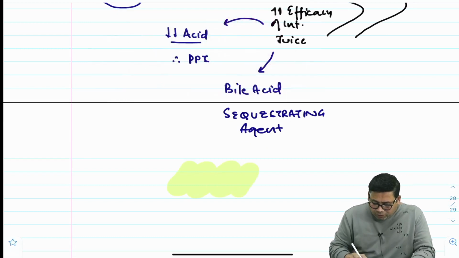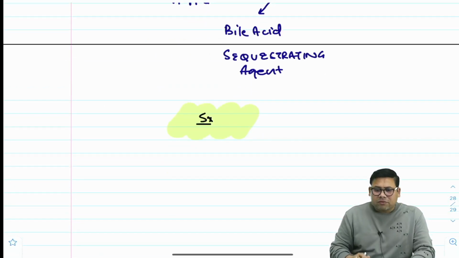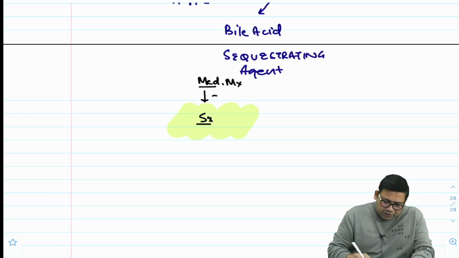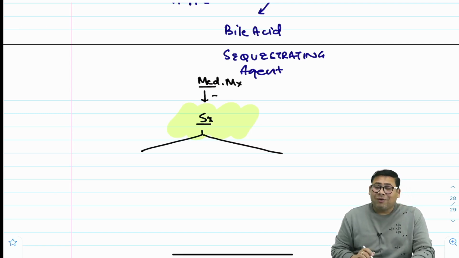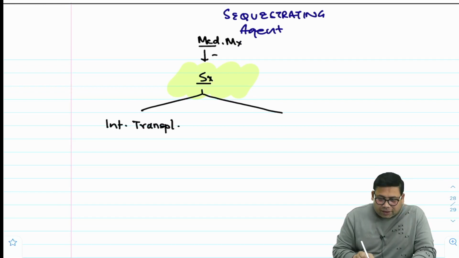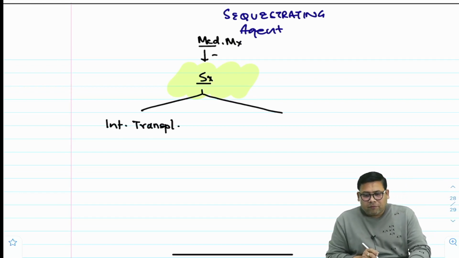Now when we talk about surgical intervention, this is what is very important. So if the medical management fails, then we go for surgery. And when we talk about surgery, there are 2 important things that we need to understand in this. One is the intestinal transplant surgery. So we have intestinal transplant. This is what is very important.